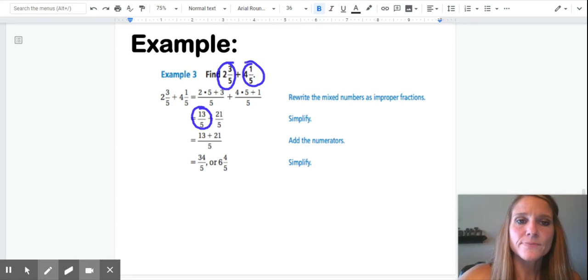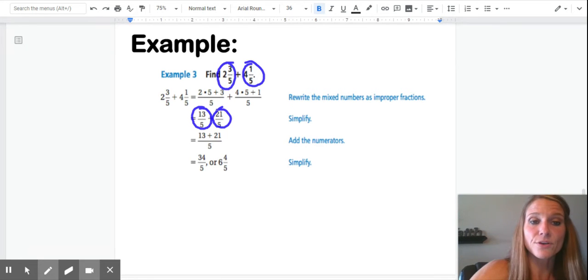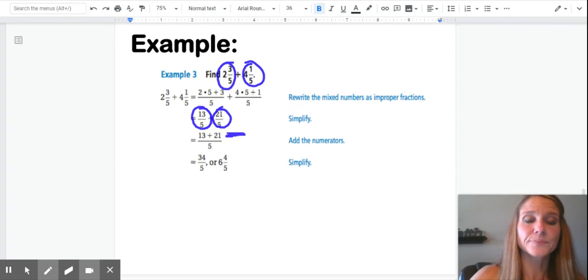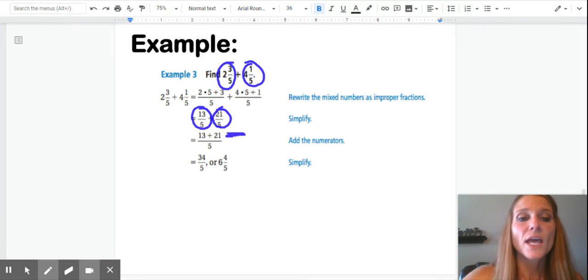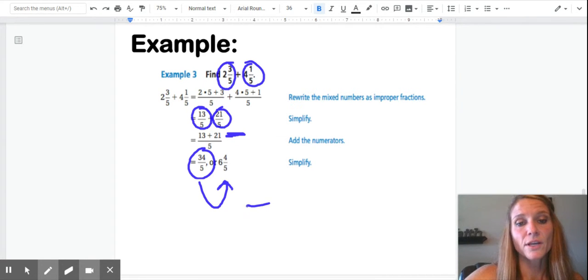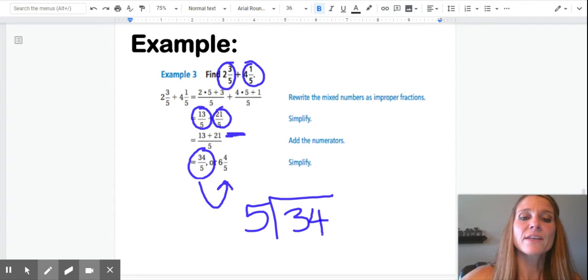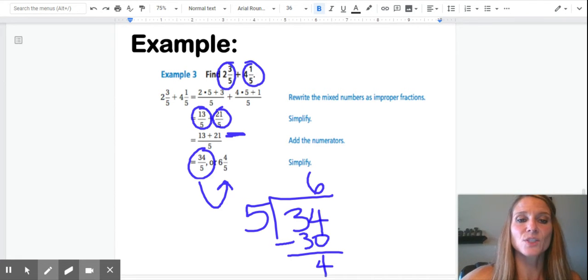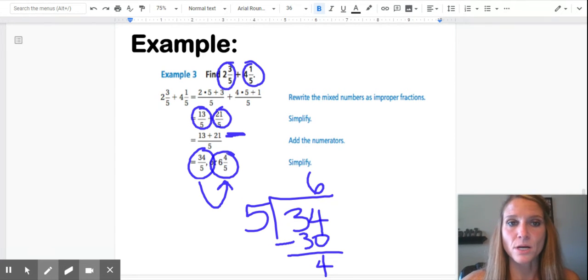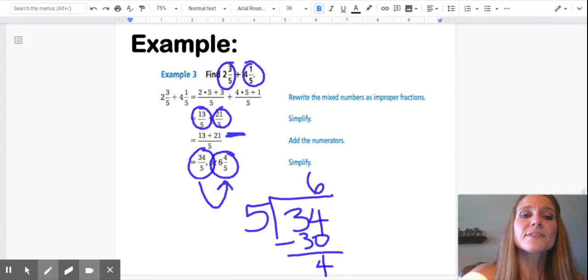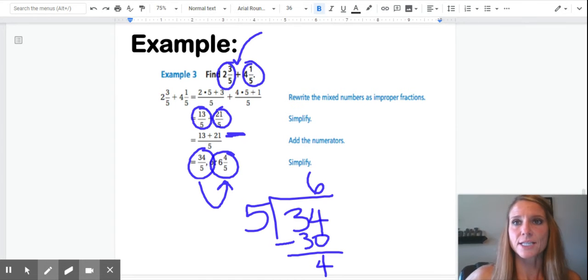And we take this mixed and we turn it into an improper. And then we add our numerators together. That's where the 13 plus 21 came in. The same denominator gets used, so we were working with fifths. We're still working with fifths. And we come up with 34/5, which becomes 6 4/5 if we took the numerator 34 and divided it by the denominator of 5. We would find that it goes in there 6 whole times. And then we would end up with 4 extras. And that's where the 6 4/5 mixed number comes in. So that's one way. If this had been a subtraction, we would have just subtracted.